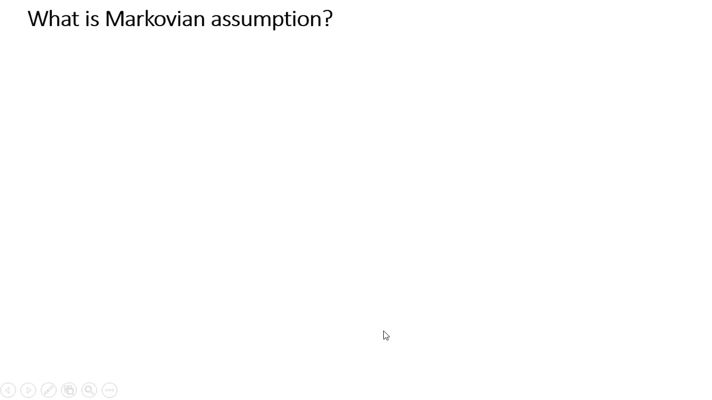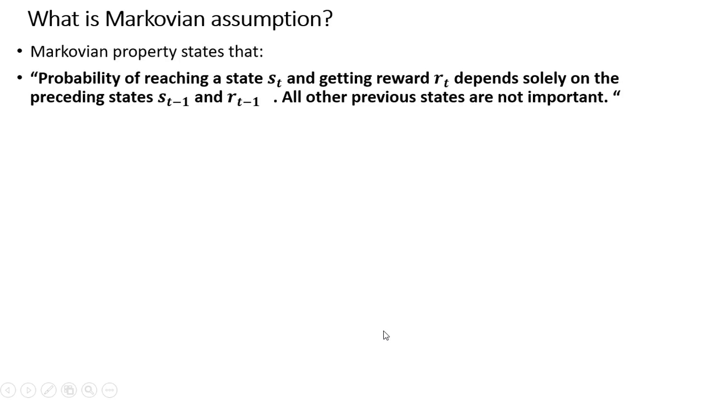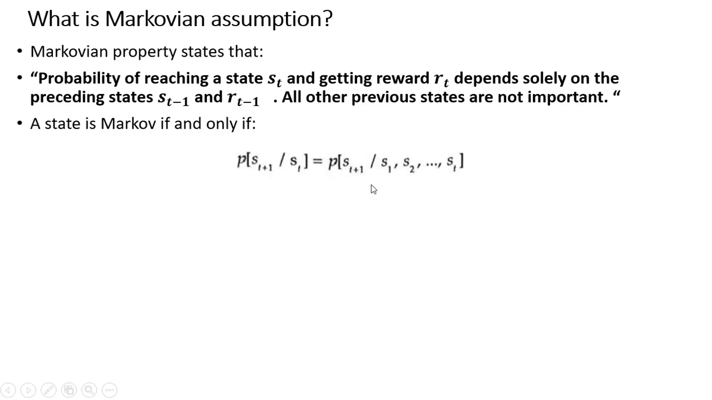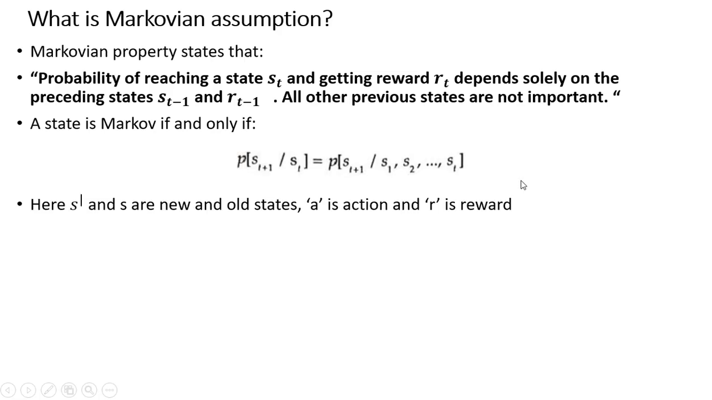So what is the Markovian assumption? MDP is based upon the Markovian property, which states that the probability of reaching a state S_t and getting the reward R_t depends solely upon the preceding state S_(t-1) and reward R_(t-1). All other previous states are not important. So it just depends upon the previous state. The probability of reaching a state S_(t+1) depends upon the state S_t and not upon all the other previous states.